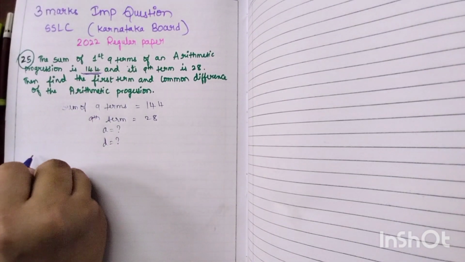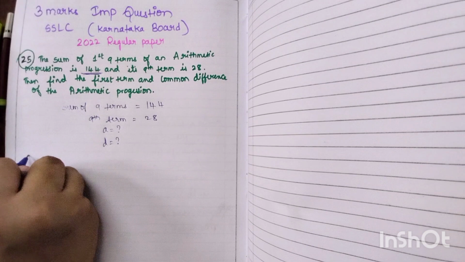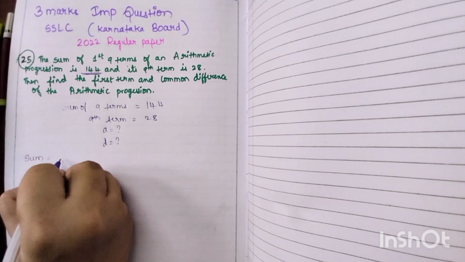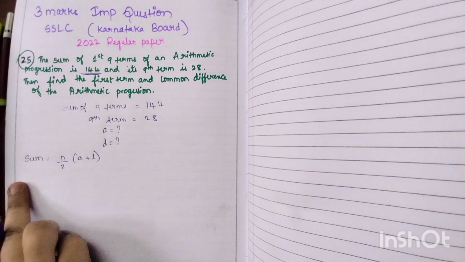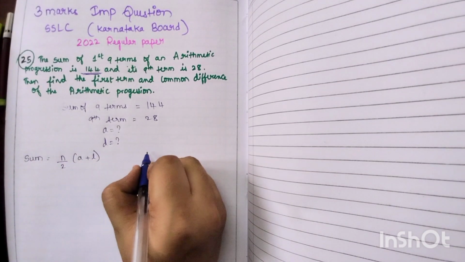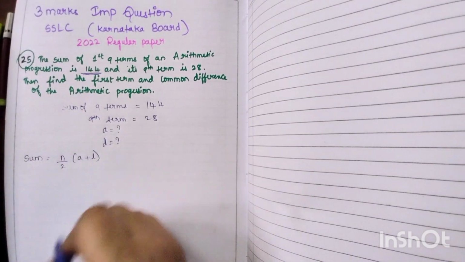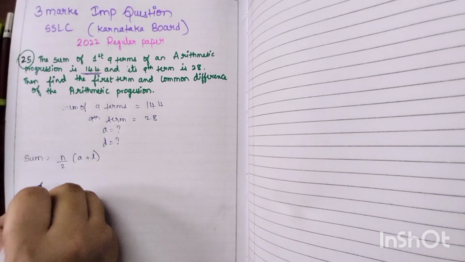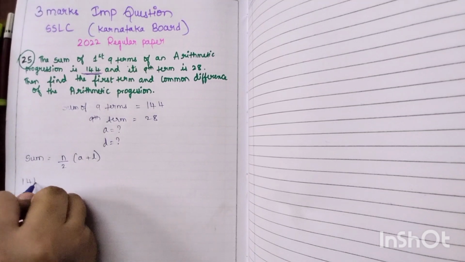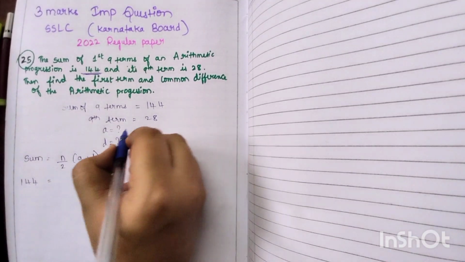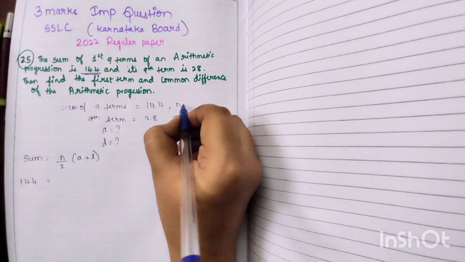By this formula, there are two important formulas here. Sum is equal to n by 2 into (A plus L). This is the important formula, and another important formula I will tell you next. So what is the sum of 9 terms? That is nothing but 144. And what is my n? n is equal to 9.